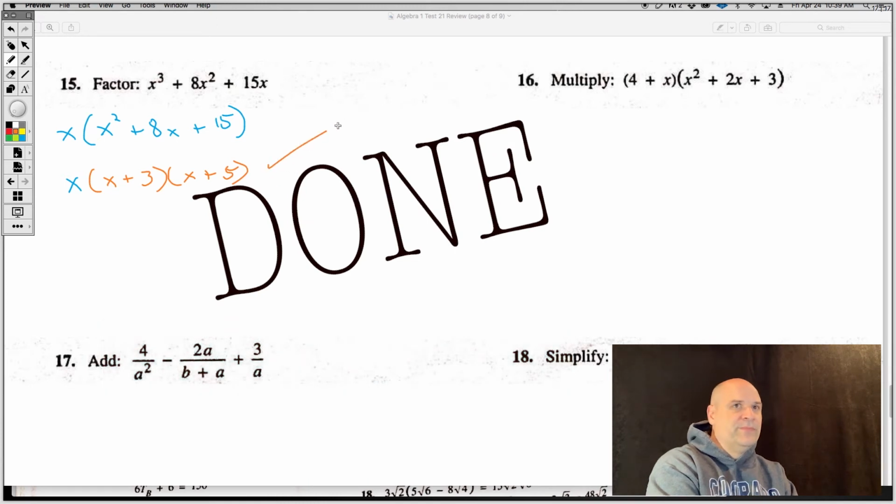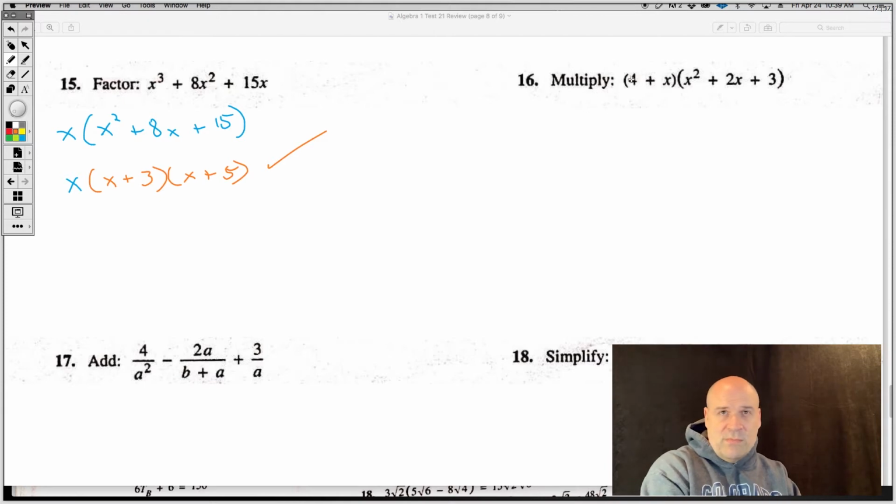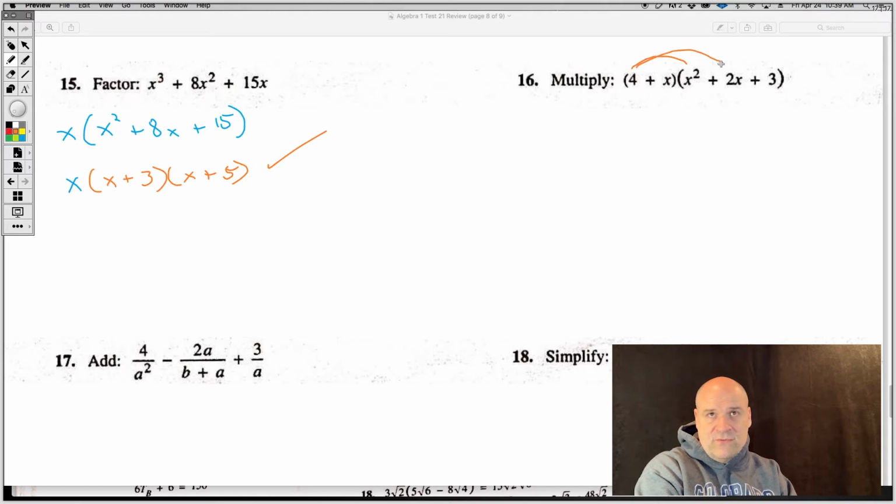All right, number 16, so exciting. We're just multiplying, okay? So we're just gonna distribute. This is like a double distributive problem. If it was just x times this, it would just be x that, but it's 4 plus x all in a parenthesis times that. So let's try to follow the orange lines. We're gonna multiply the x times everything. Everybody in this parenthesis dances with everybody in this parenthesis.